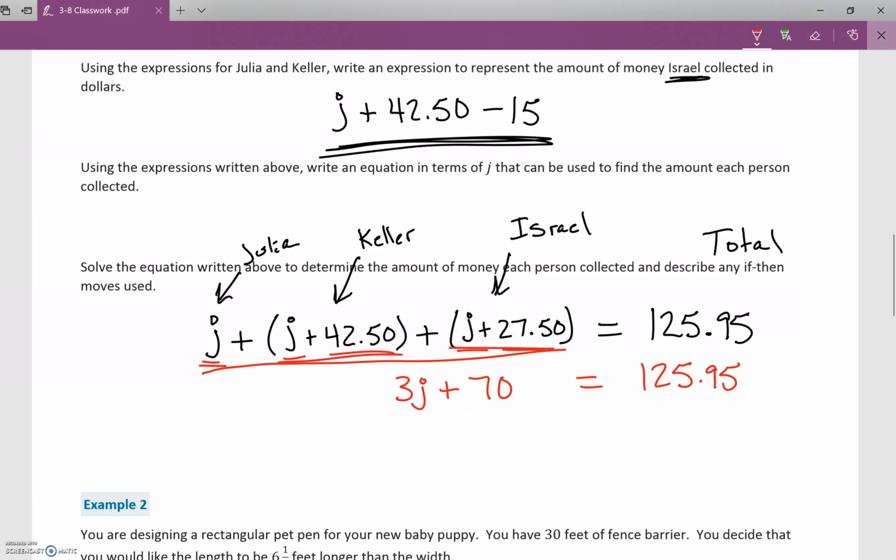Now we have a 2-step equation. Remember, we're going to add and subtract to get rid of the constant. So the first thing you would do is take away 70 from both sides. When you simplify, you're going to get 3J equals 55.95. And now we have a 1-step equation. 3 times J, we're going to do the opposite. We're going to divide by 3. And we're going to get J, or Julia's money, equals 55.95 divided by 3, which should be the same answer we got before, 18.65.